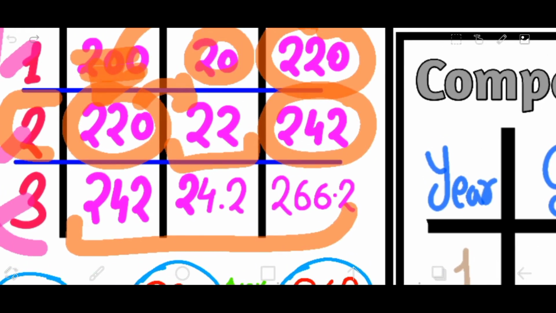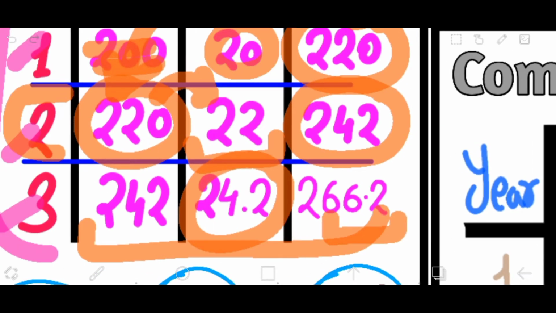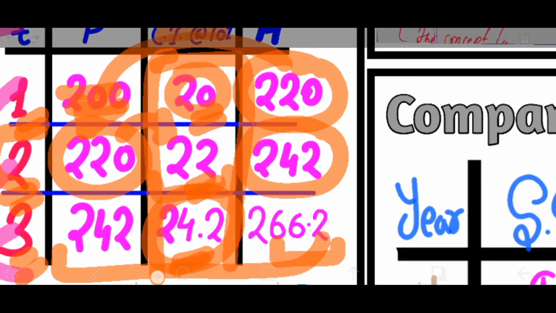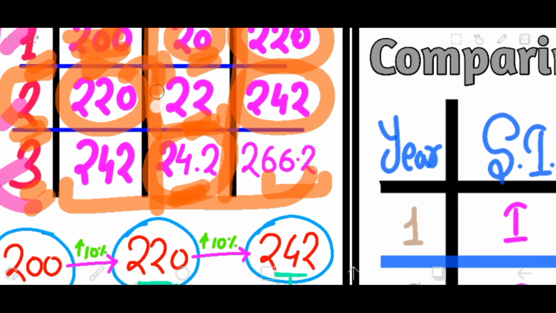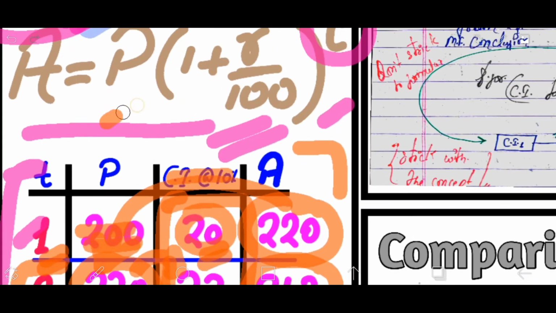Now I want to make this clear that this value, 24.2, is not the net extra amount that you had paid. As you could see, the net extra amount is 66.2 rupees. So here 24.2 is the extra amount or the interest for the third year, 22 is the interest for the second year, and 20 is the interest for the first year. So the extra amount, the CI total, is the collection of all three. That's 66.2 rupees.